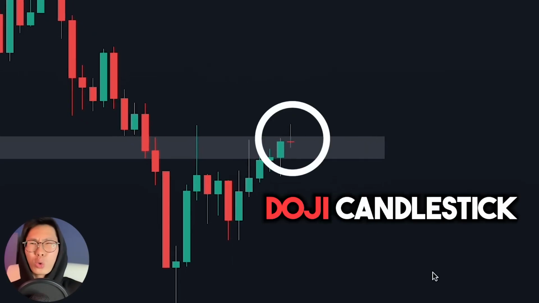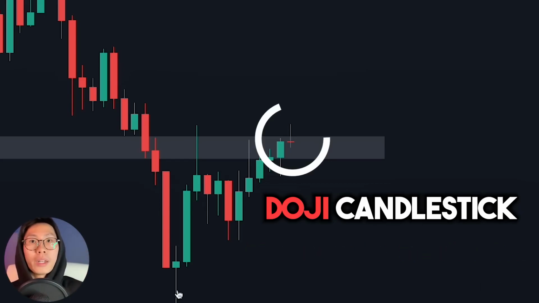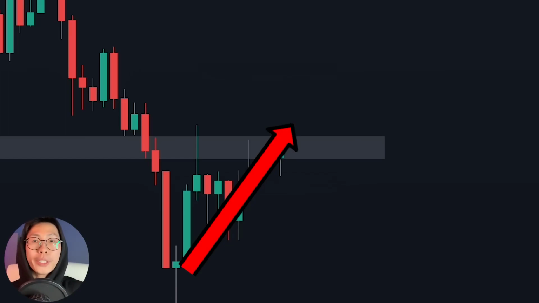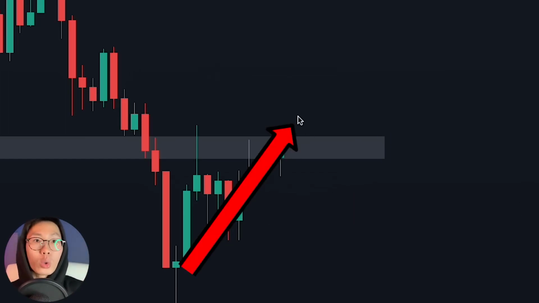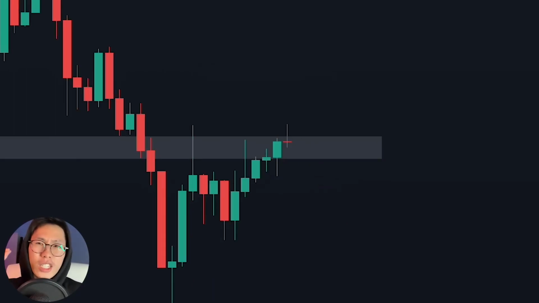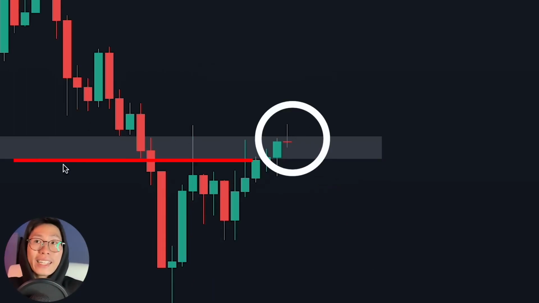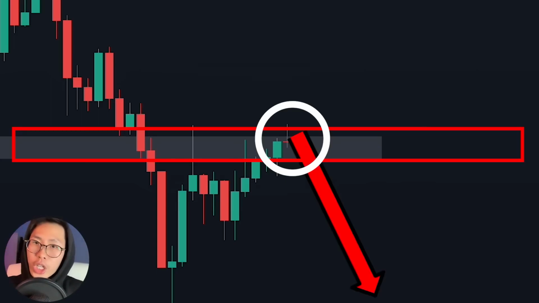So for those of you who do not know what a doji is, this candlestick right here basically means that the market is indecisive. That means that price is going to reverse, right? And right now price has been in a mini uptrend, a mini retracement, and when you see a doji, what does that mean? That means the market is going to reverse and price is going to head back down and continue heading back down. So yeah, chances are when you see a doji at a key level like this, that means that the market is about to reverse and it's about to change direction.